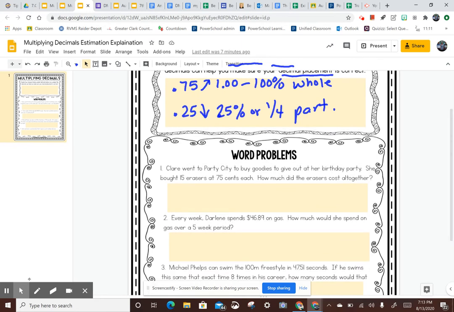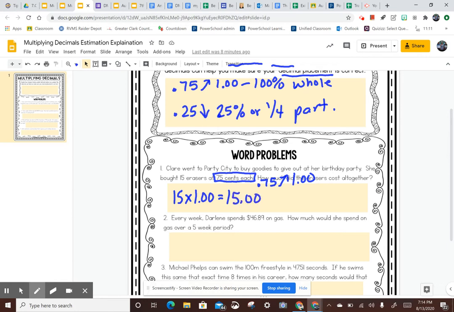Claire went to Party City to buy goodies to give out at her birthday party. She bought 15 erasers at 75 cents each. So 75 cents, how would you write that? You're going to write that as 0.75. Okay, so I would round up to 1. So 15 times 1 will equal $15.